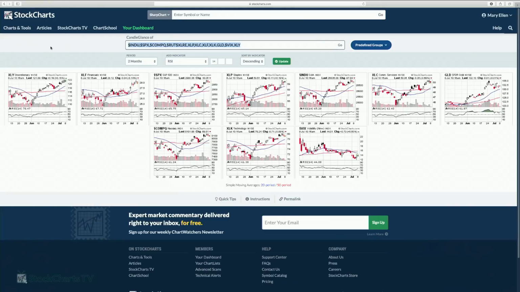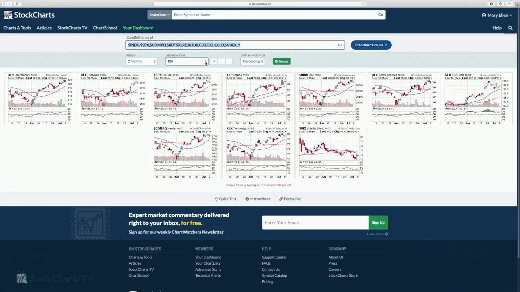So what we're looking at here is called a candle glance, again accessible from the initial interface page, stockcharts.com. And what I've done is gone ahead and populated it with these various sectors as well as the broader market indices. So we have the Dow, the NASDAQ, and then I'll get into some of these sectors. And I've also included gold. We've seen a lot of action, certainly in gold stocks of late, and volatility.